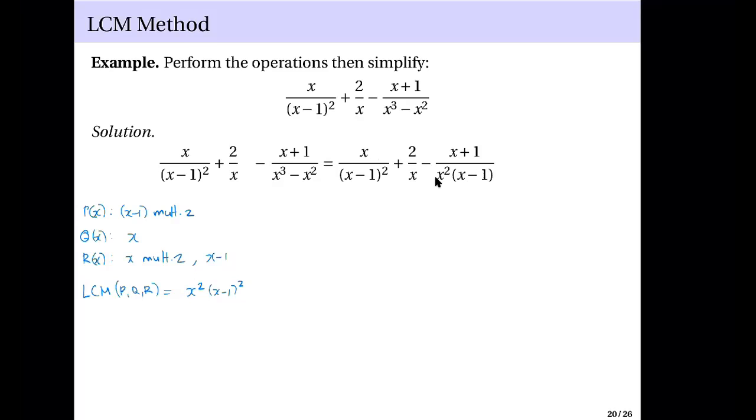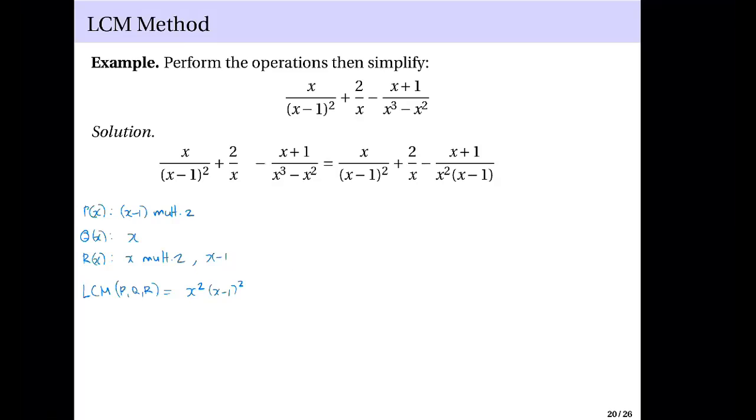For this, you have x squared, x minus 1. We already have the x squared. We only have one x minus 1 in here, but we need power 2. So we will insert x minus 1 here. And of course, put x minus 1 also in the numerator.